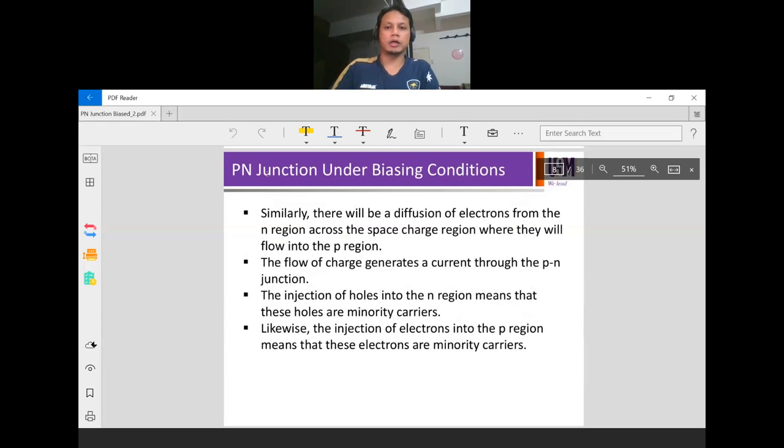Again, forward bias. Similarly, there will be a diffusion of electrons from N type to P type. The flow of charge generates a current. Due to the flow of the charges, we will get a current just like the one we discussed during the charge transport. So you are going to have diffusion, and therefore you should expect diffusion current density across the PN junction.